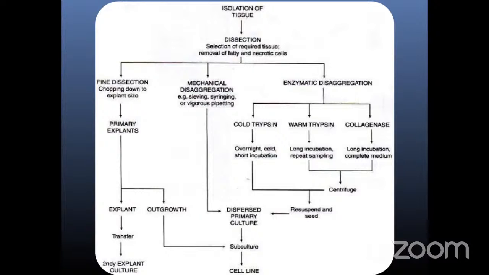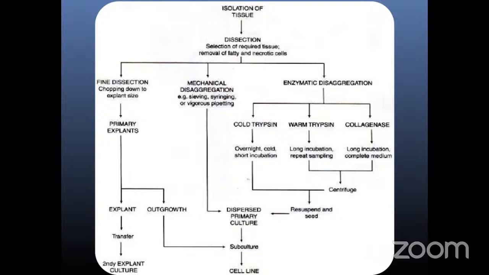In the enzymatic method, you are using enzymes. You can use trypsin or collagenase. So you have the cold trypsin, warm trypsin, and collagenase methods. Cold trypsin means you take the trypsin in the cold condition. You have to add some amount of cold trypsin to the cells and keep it for overnight incubation. Then you will get the primary cell cultures, or you can go for warm trypsin.